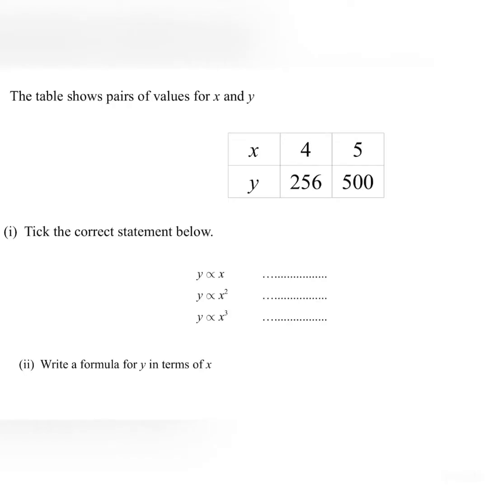Okay, a typical exam question, and it's given you a table of values. It says the table shows pairs of values for x and y, and tick the correct statement below. So is y directly proportional to x, or is it directly proportional to x squared or x cubed? And then the second part says write down the formula for y in terms of x. Now, how do we do this question here?